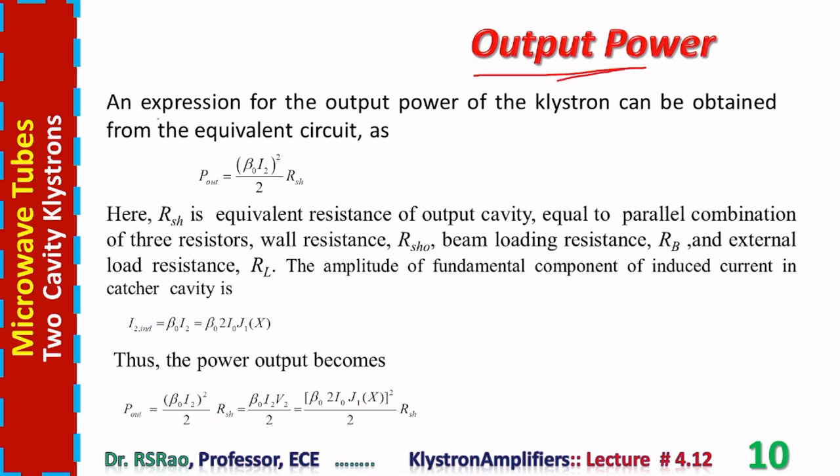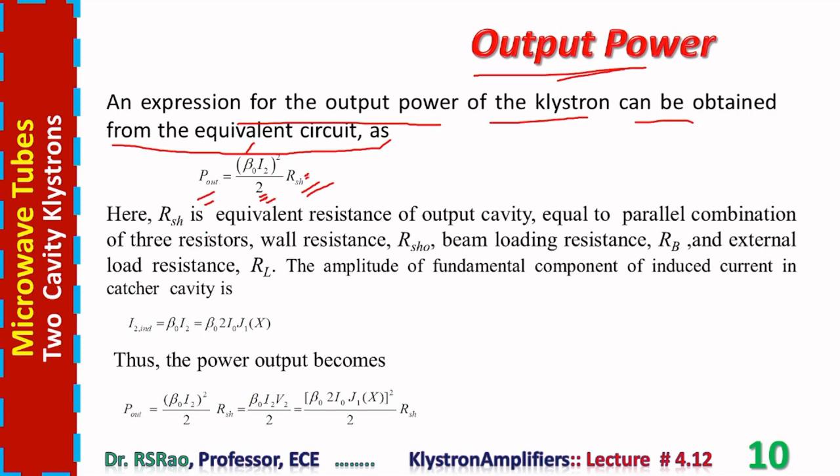Now, output power. An expression for the output power of the Klystron can be obtained from its equivalent circuit as P out is β0 I2 whole squared by 2, or shunt RSH. Here β0 is the beam coupling quotient of the output cavity. I2 is the amplitude of the fundamental component of the catcher cavity current. This 2 has come into being because power is proportional to RMS current squared. Amplitudes can be converted into RMS values by dividing by root 2. Now one can understand why 2 is present in the expression.